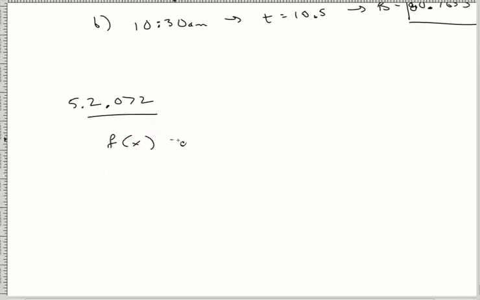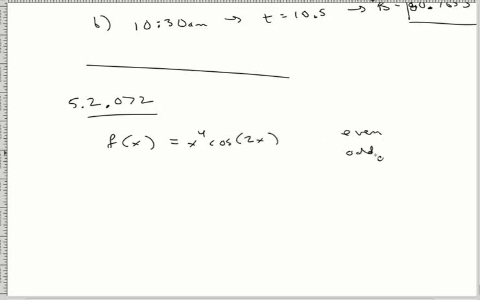f of x. These are the last two questions. They're kind of different than the rest. So I got x to the fourth times cosine of 2x. And they're saying, is this even, odd, or neither? Now, it's been a long time since we talked about even, odd, or neither. Even is symmetric about the y-axis. It should be the same on both sides. Odd is symmetric about the origin. So it's kind of like they're opposites of one another.